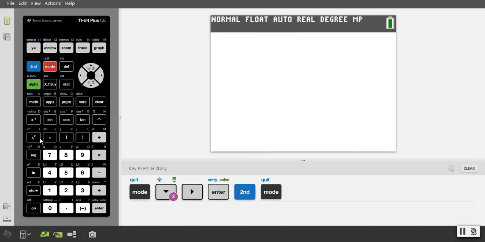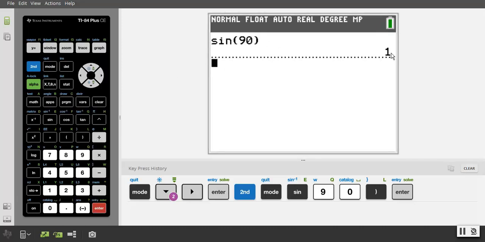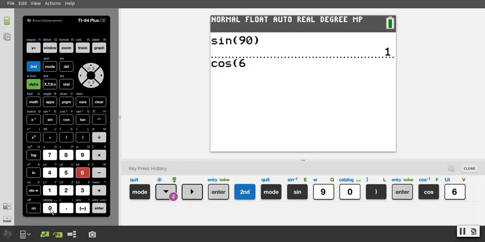One easy way that you can determine whether or not it is in the right mode is by doing sine of 90, and if it gives you anything else but 1, that means that it's not in degree mode. So it should be in degree mode, and when you do sine of 90, it gives you 1. Similarly, if you were to do any other one that you happen to know, like cosine of 60 is 1/2, but if it doesn't give you 1/2, then that means that it's not in degree mode.